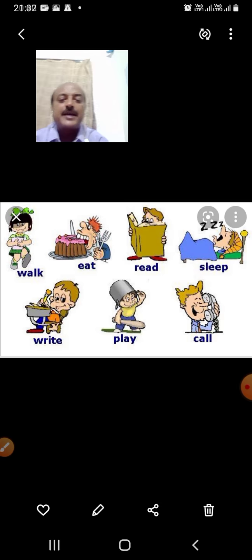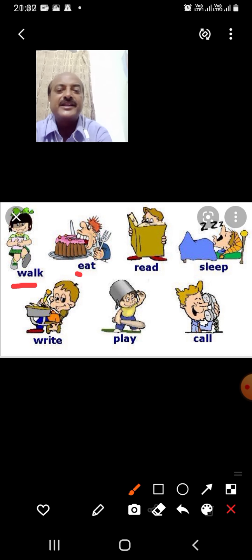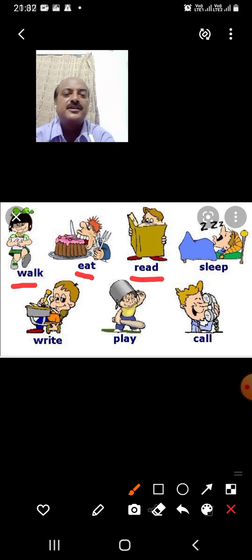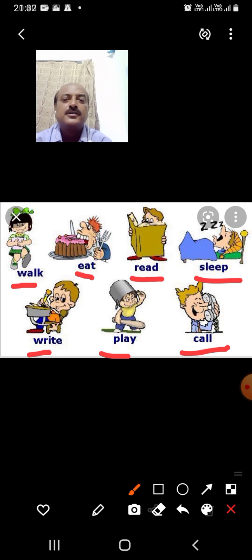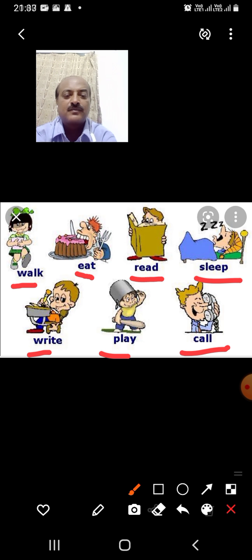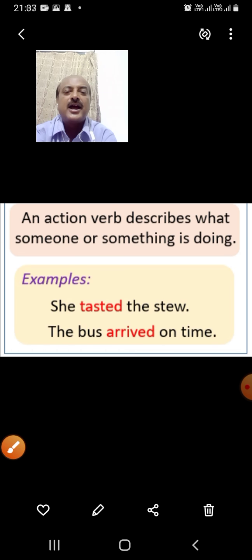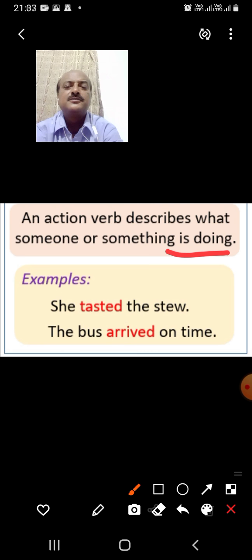These are some more examples of the action verbs. Walk, eat, read, sleep, write, play, call. These are some more verbs that show action. An action verb describes what someone or something is doing. That means they tell us what he is doing, what action is being done by that person.